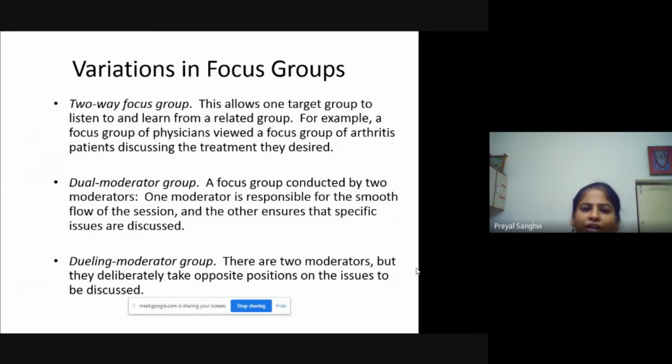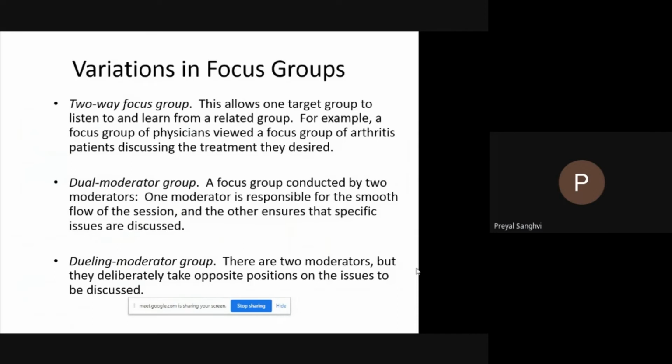So here we have discussed the different types of focus group. We have discussed two-way focus group, where two groups are there. One group is observing the behavior of the others, and after that the discussion among the second group takes place. Dual moderator group, where two moderators are there. One moderator is responsible for the smooth flow of the discussion, and the second moderator is responsible that all the topics are covered. In dueling moderator group, two moderators are taking opposite sides. One moderator is taking the positive side, and the second is taking the negative.